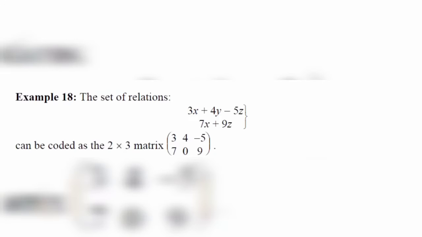For example, as you can see on the screen, this is a set of relations in the form of linear combinations. We can code it as a 2 by 3 matrix, which is 3, 7, 4, 0, -5, and 9. Here we can use this notation to provide a convenient way of representing abelian groups that are given in terms of generators and relations. We simply write the relation matrix, and to show that we have in mind the abelian group and not just the matrix, we use square brackets instead of the usual parentheses.